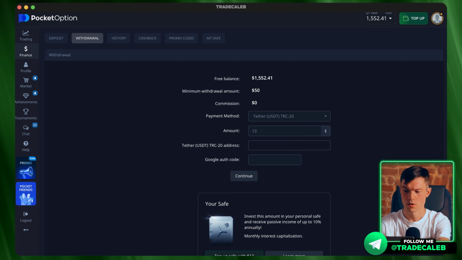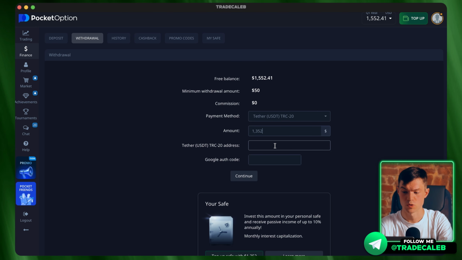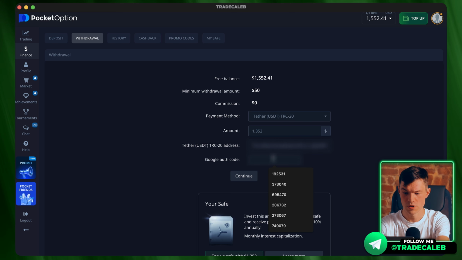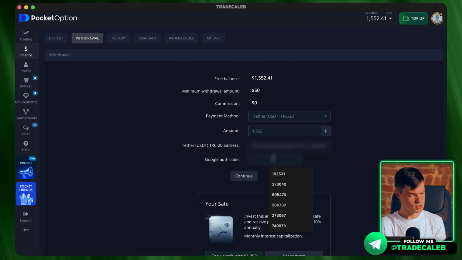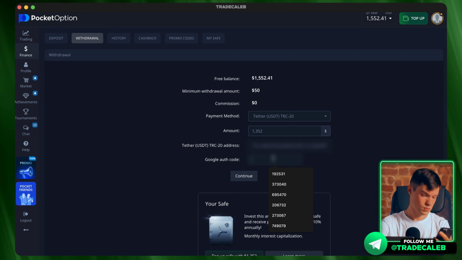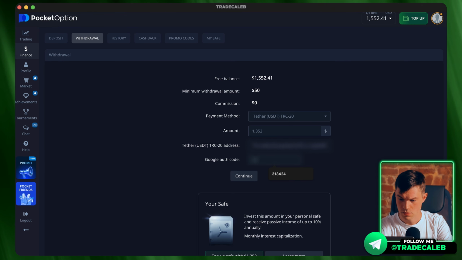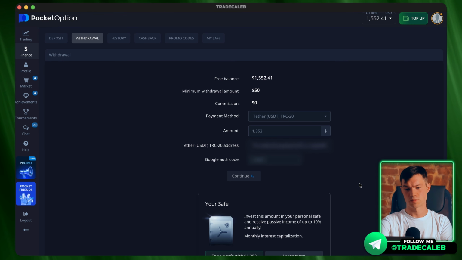I mean 1,352, and I will also leave 200 in my balance. So write the address of the wallet and the code, which is received right now, and then click continue. So the withdrawal request has been successfully submitted.